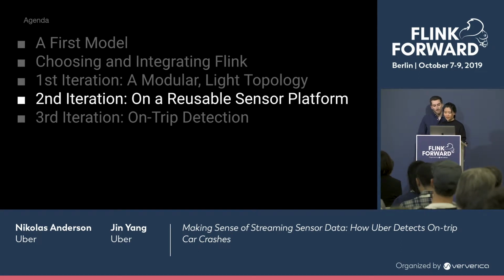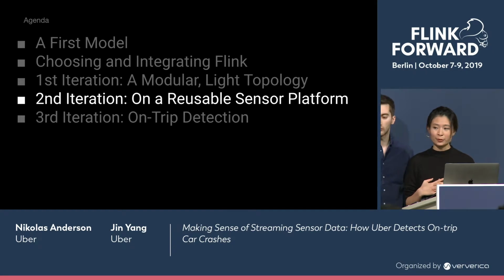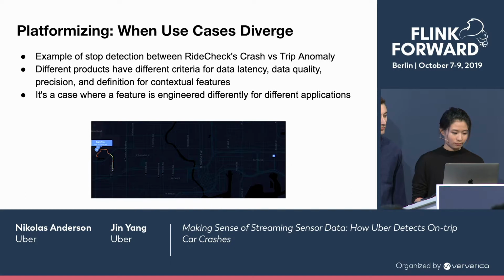Okay, so the second iteration of our pipeline evolution is built on top of a reusable sensor platform. And this change is brought on because of a major infrastructure change, which leads to a huge simplification on our pipeline architecture design and also enables us to deploy a more complicated deep learning model in the pipeline. So why do we need this infrastructure level change?